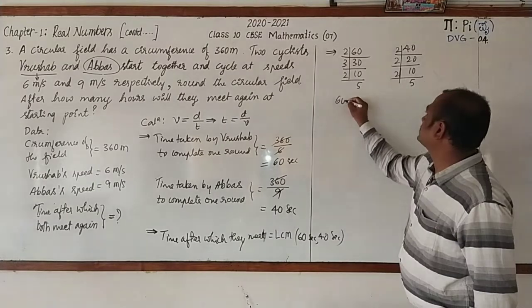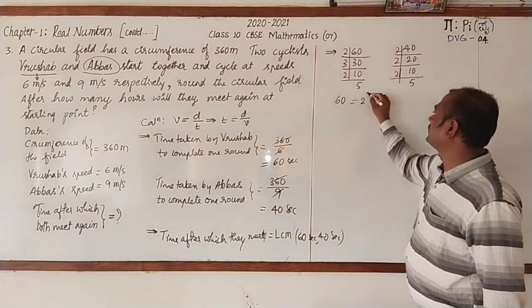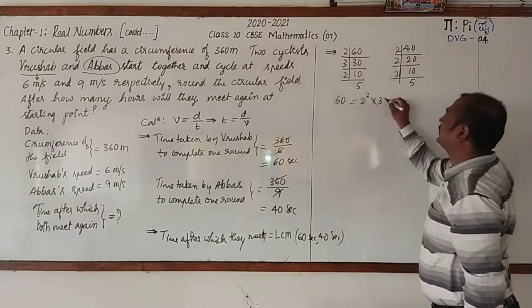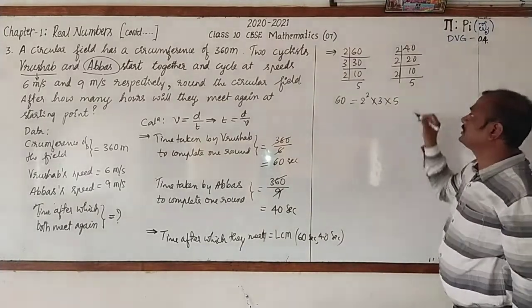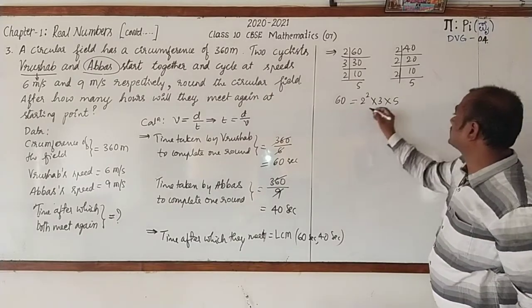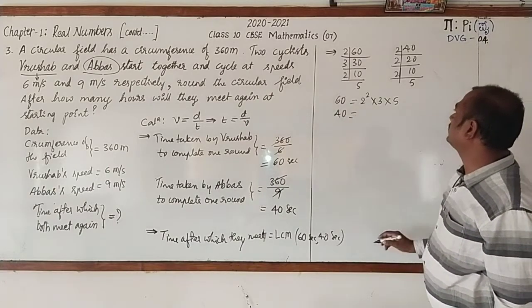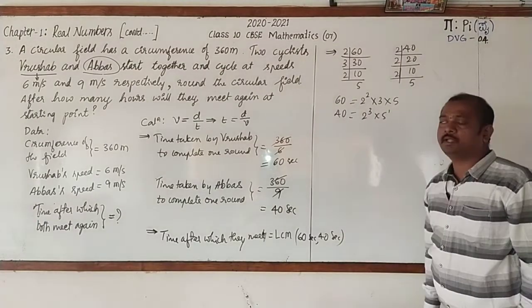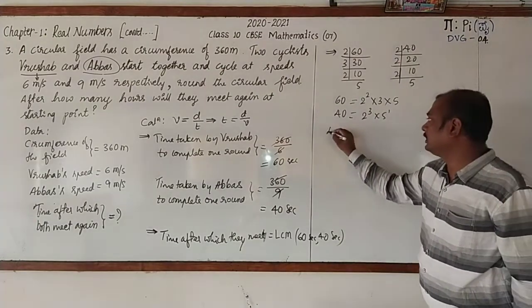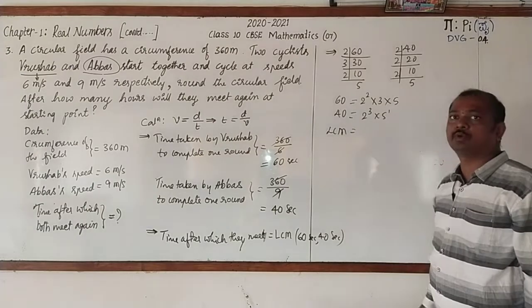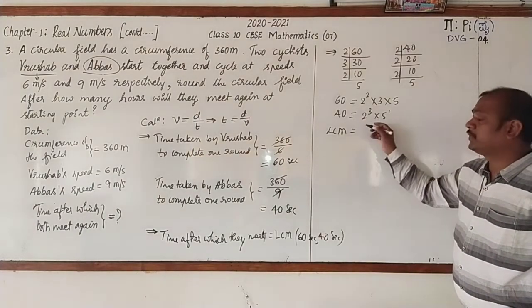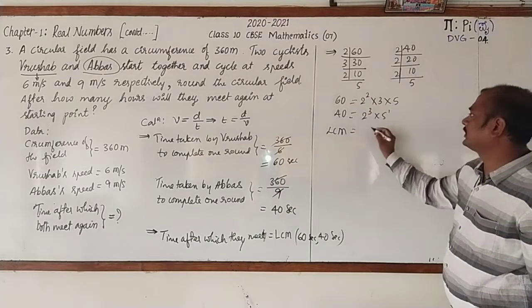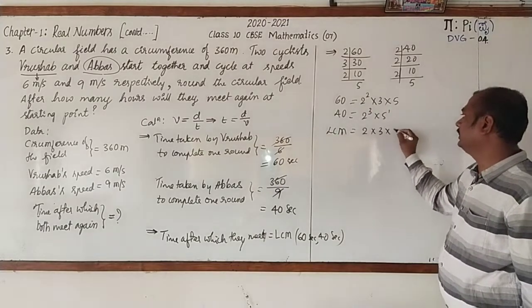Now let me write: 60 is equal to 2 repeated 2 times, then 3 repeated 1 time, and 5 repeated 1 time. Next, 40 is equal to 2 repeated 3 times, 5 repeated 1 time. We want the LCM. LCM is equal to how much? First you go for taking all the factors. The factors that are involved are 2, 3 and 5.